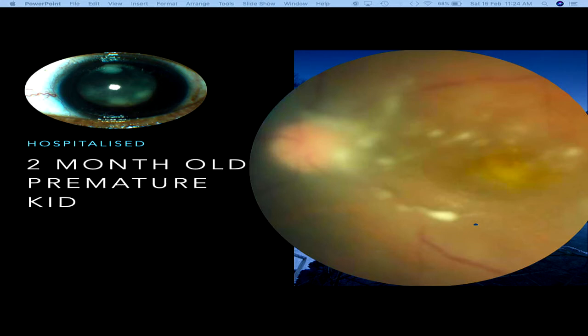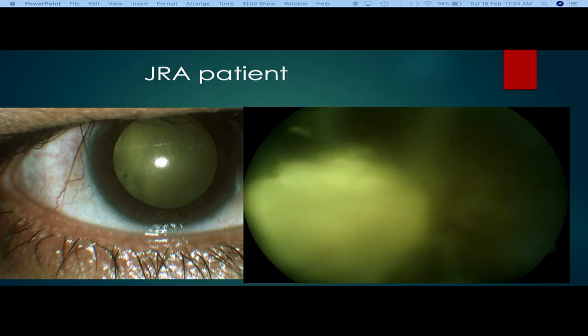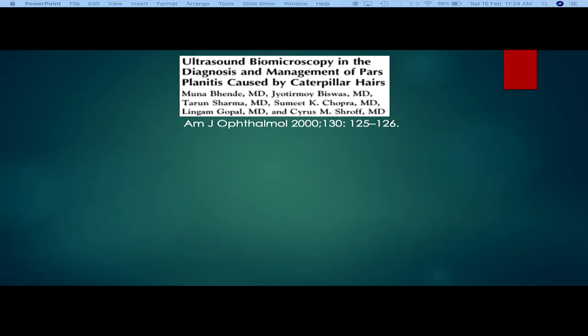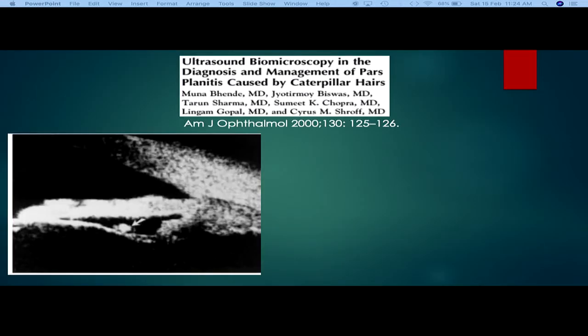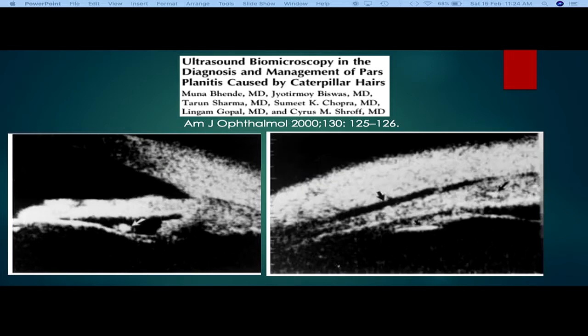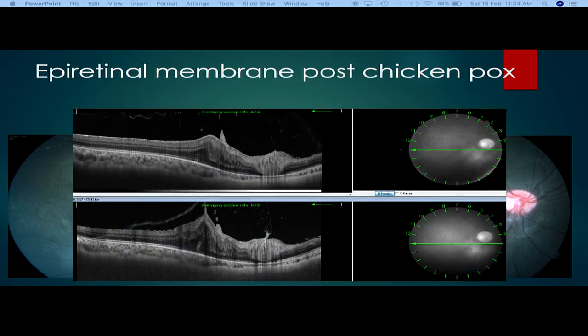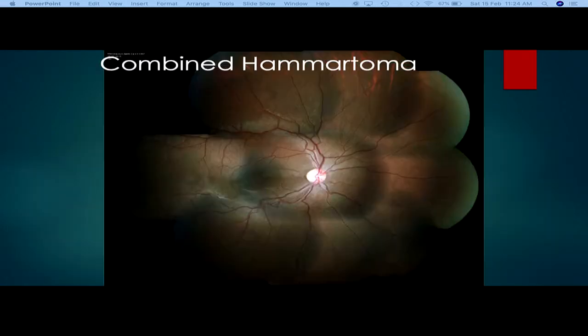This is a 2-month-old premature child with endophthalmitis, and this is a patient with GRA who also developed endogenous endophthalmitis. Often the cause is unknown, so in this case we had suspected caterpillar hair intraocularly, and they were detected on UBM. So this was a case who had an epiretinal membrane post chickenpox, and here you can see the active traction, and also cases of combined hamartoma, some of which do well with epiretinal membrane peeling.